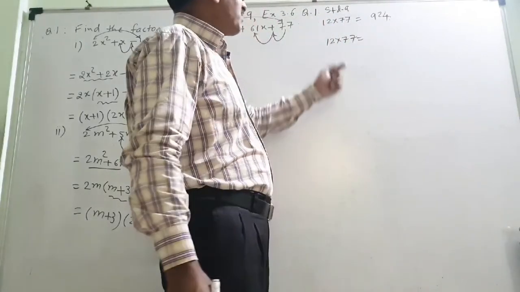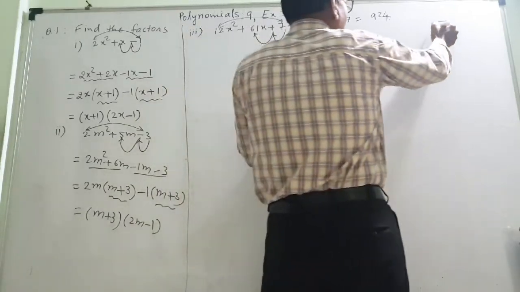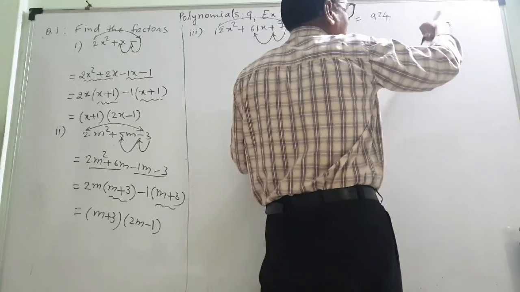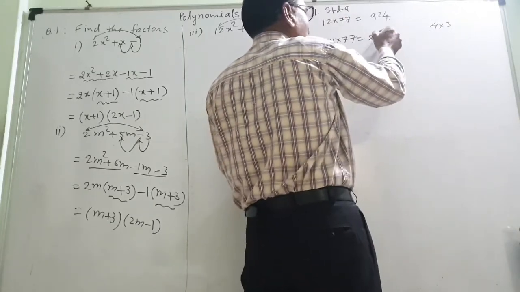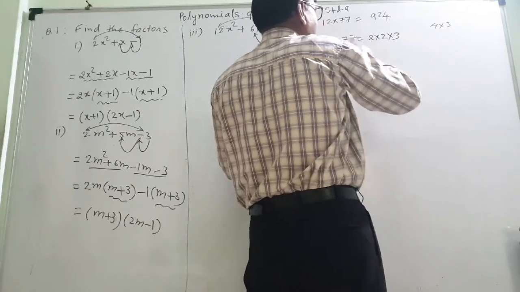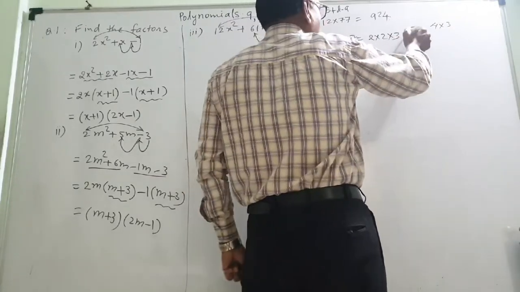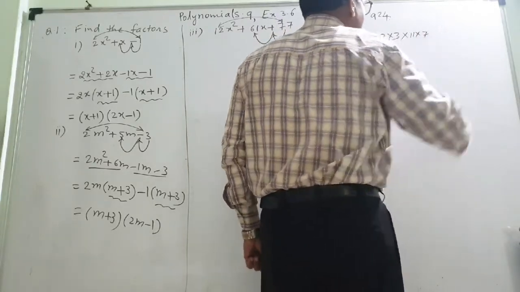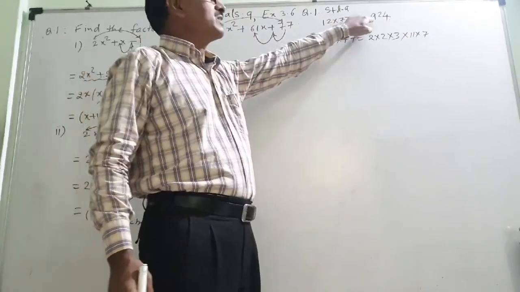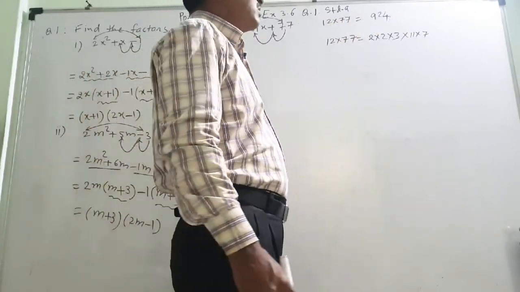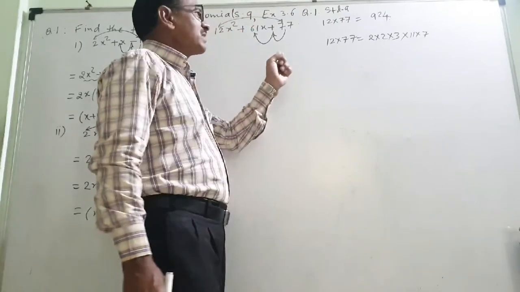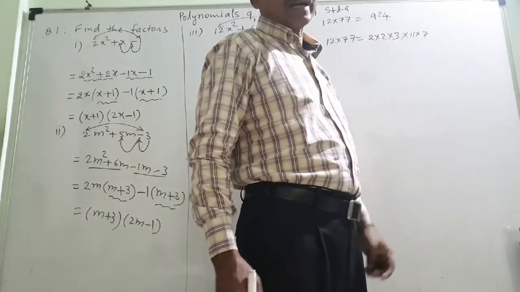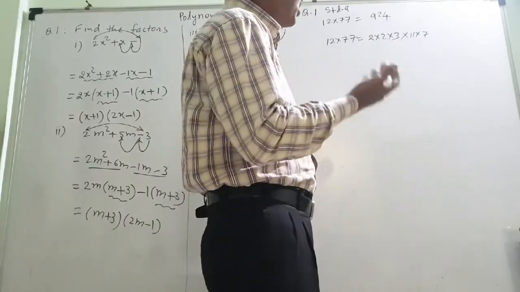Simple way of factorization. Factors of 12: 12 means 4 into 3, but this 4 is nothing but 2 into 2, into 3. These are the factors of 12, into 7 into 11, 11 sevens are 77. So factors are over. These are the factors of 924. Out of that, how many factors do I want? These are 5 factors, and I don't want that many. I want only 2 factors.